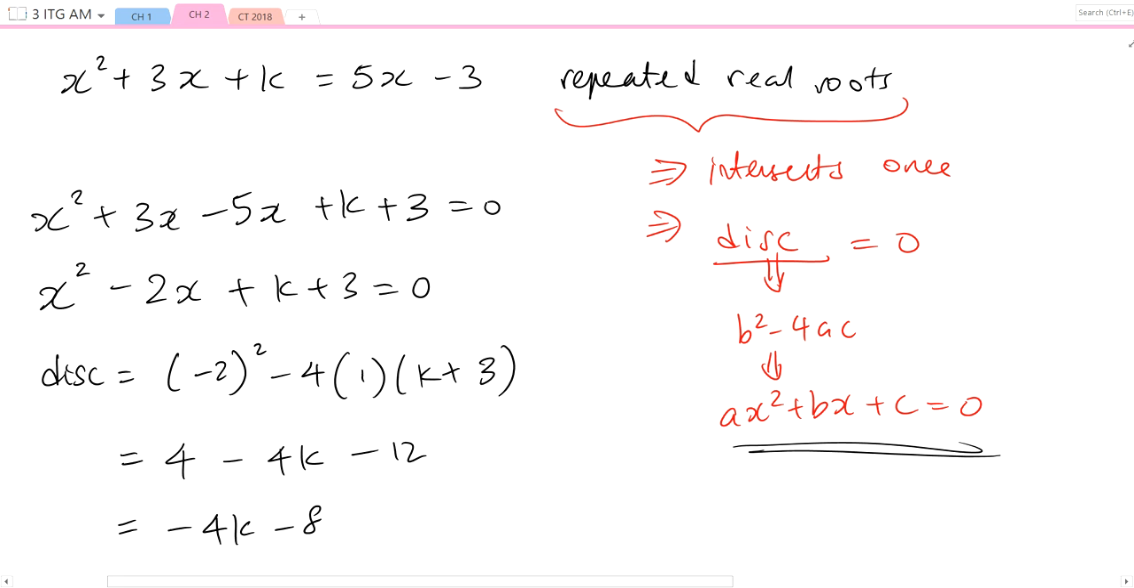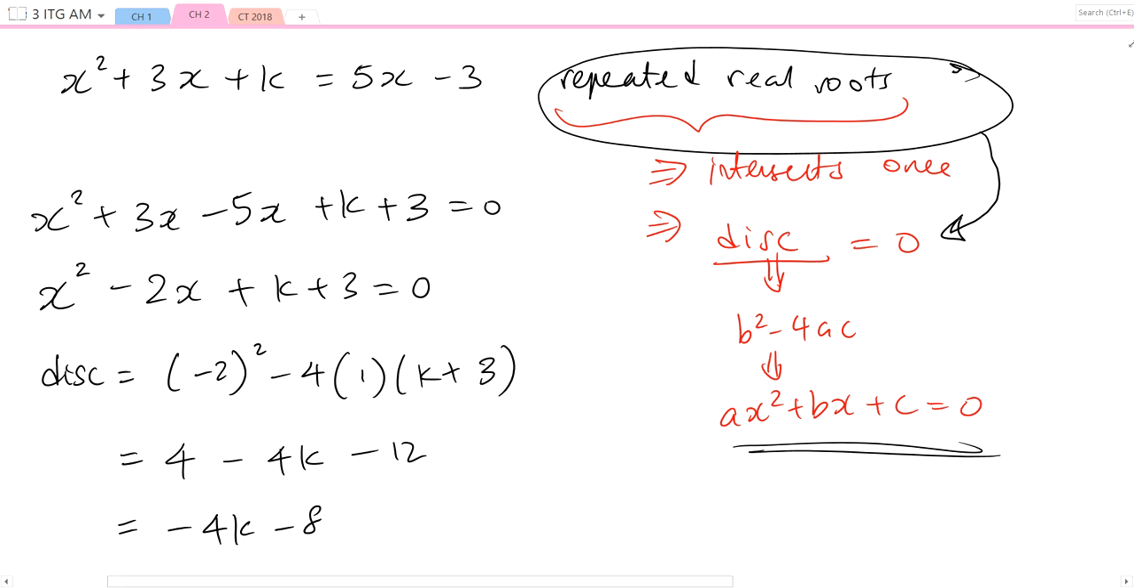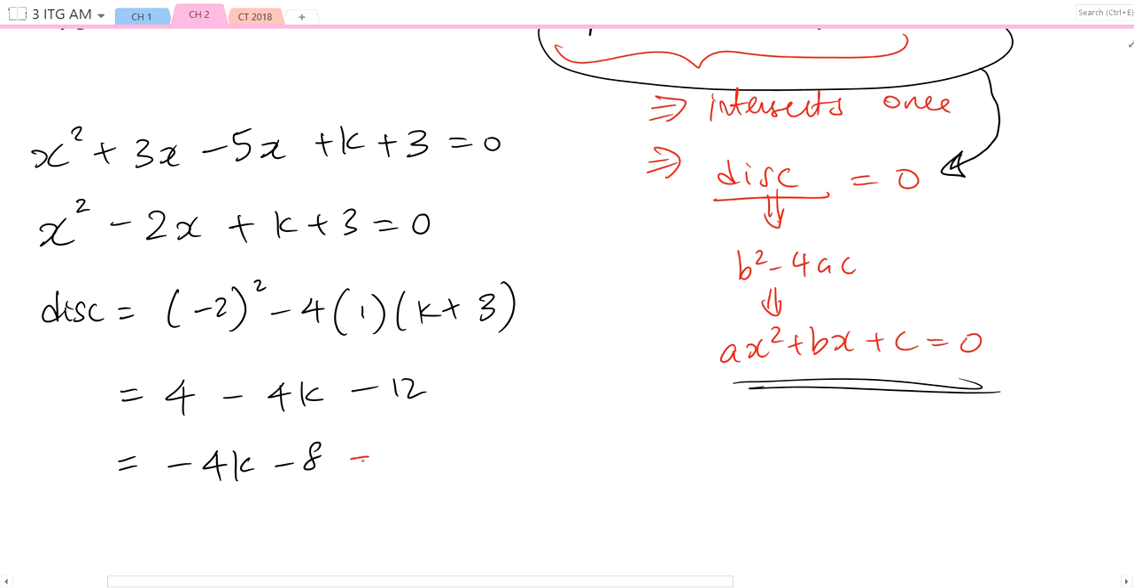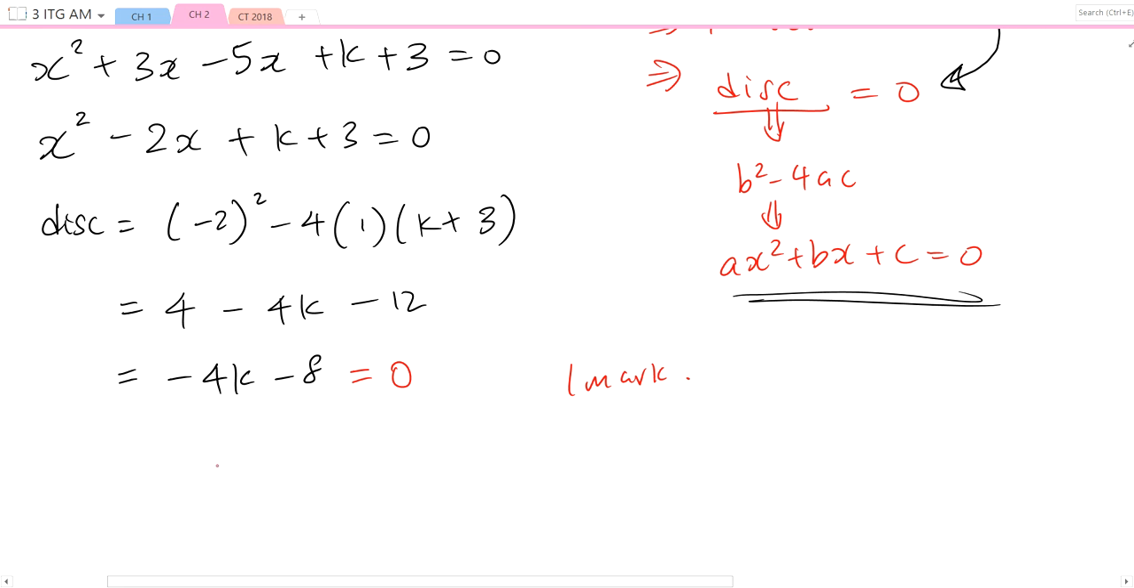Because the question said it has repeated real roots. You are supposed to infer that it means we have discriminant equals to 0. So the next mark will come here. You put down that this is equal to 0, you get 1 mark. Okay, so what's the value of k? So k equals to negative 2.